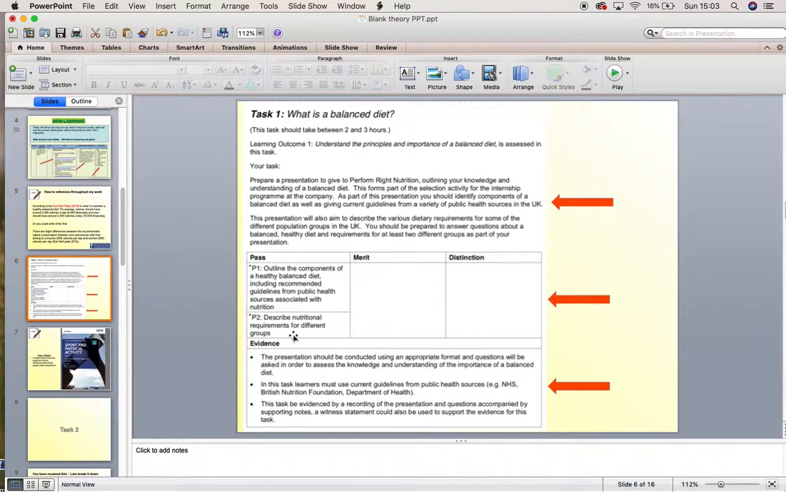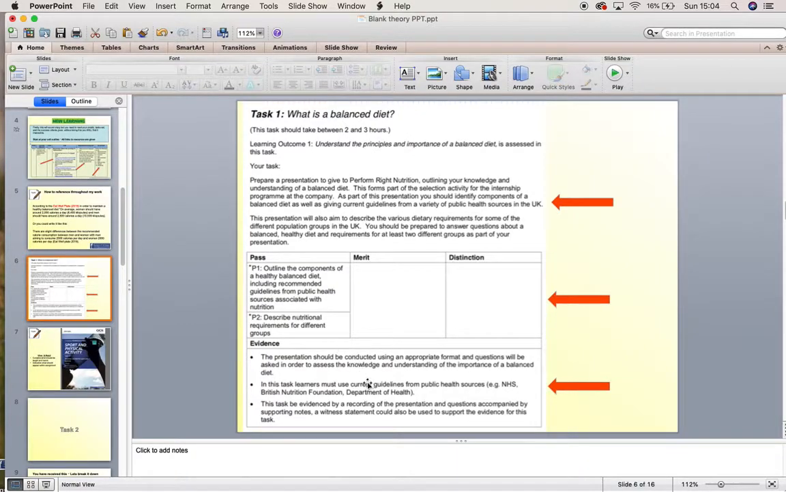That's up to you. But as long as you have discussed the requirements for different groups, so you showed or acknowledged that not everybody is the same, not everybody needs to take in 2,000 calories. Some need more, some need less. And then show me that you understand that, and again, feed it back: where did you get this information from? Who recommends this? Who says that?